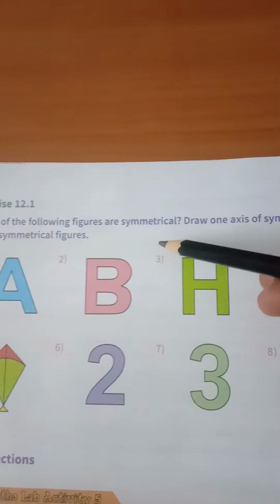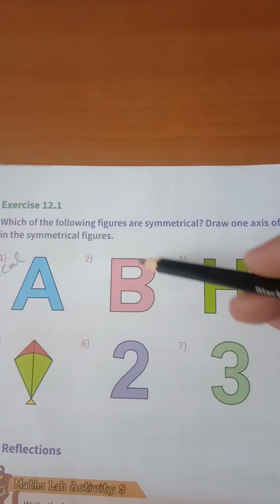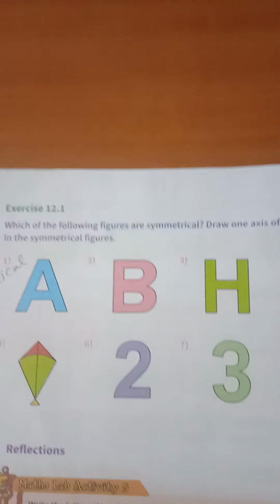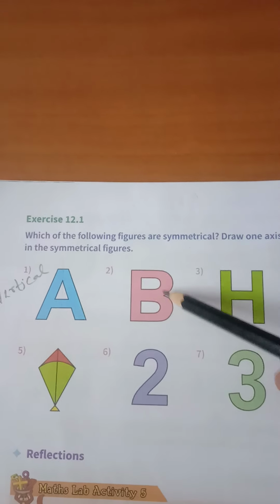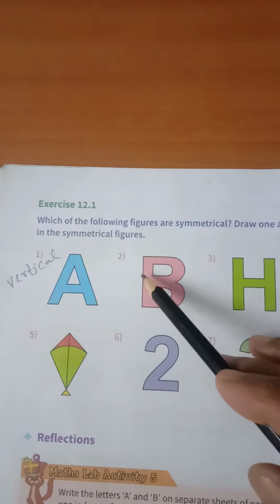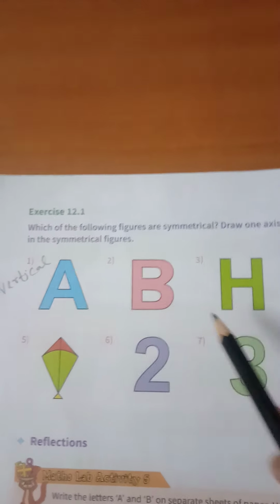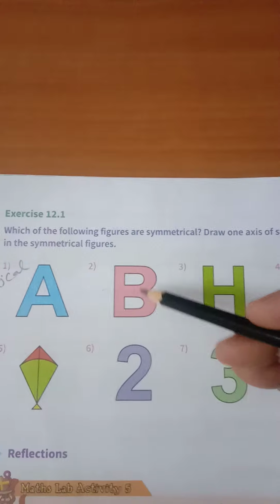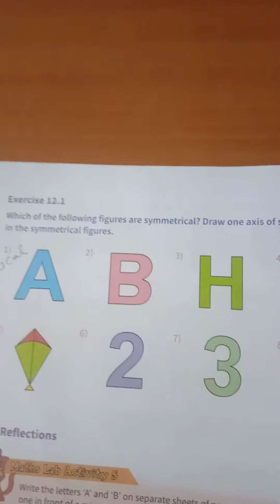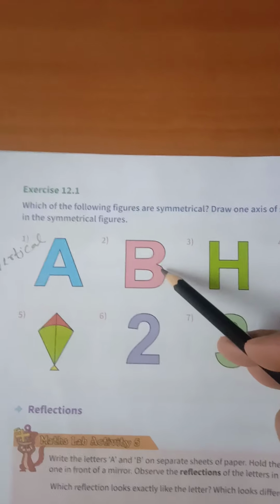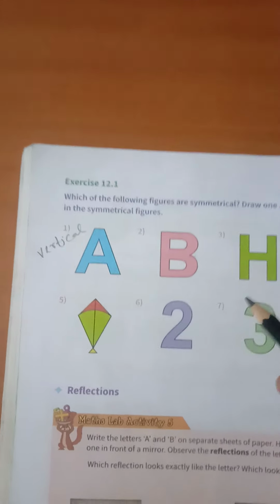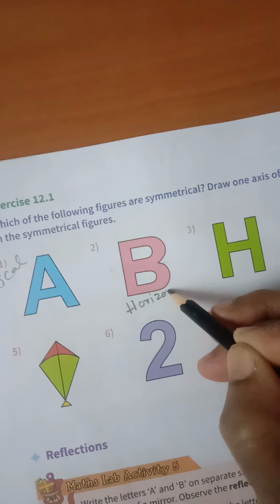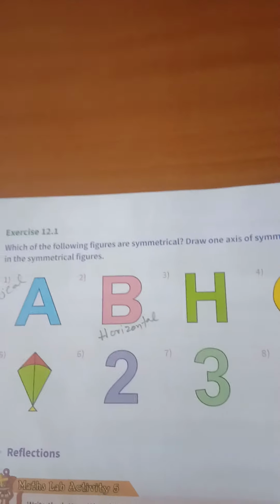For B, if you draw a vertical axis of symmetry, then you will not get a symmetrical figure, because I have shown you the butterfly, flower, like that. If you draw like this, it will not match. This portion will not match with this, right? If you draw like this, a dotted line, then it will match, and then it is a symmetrical figure. So this is called vertical, and if you draw like this, it is called horizontal axis of symmetry.